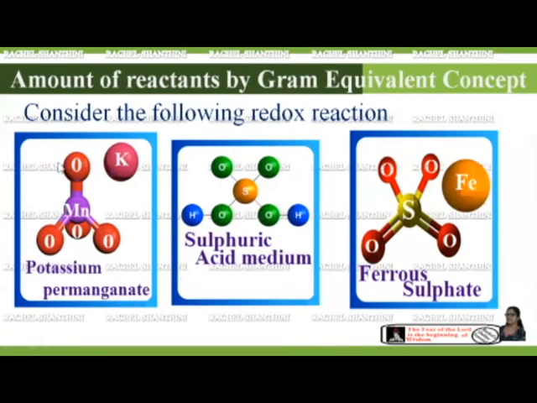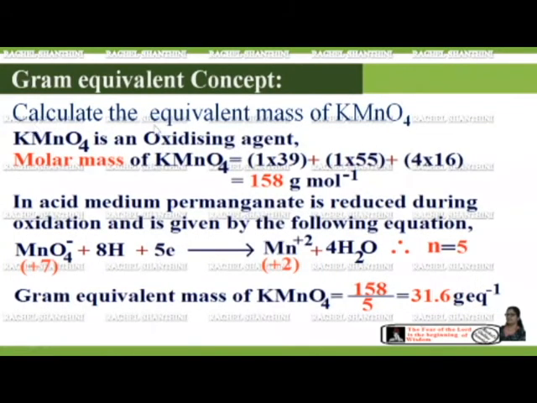First, we have to find out the gram equivalent mass of potassium permanganate, then the gram equivalent mass of ferrous sulfate. Students, we already know how to calculate the equivalent mass of KMnO4. To find the gram equivalent mass of KMnO4, we have to divide the molar mass of KMnO4 by its N factor. Here in this reaction, permanganate is reduced. That is, it gains 5 electrons in this reaction. So the N factor is equal to 5. So 158 divided by 5 gives the answer 31.6 gram per equivalent, which is the gram equivalent mass of KMnO4.